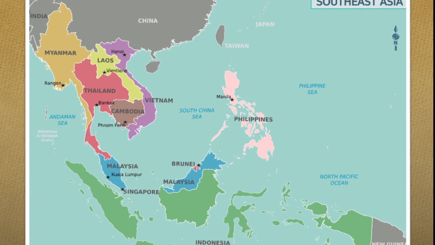So if I were to ask you a question, what are the countries that share border with Myanmar? Okay, so the answer would be China, India, Bangladesh, Thailand, and Laos. All right? It does not have any land border with Vietnam. Okay, so that is the location. So it's in the northwestern part of Southeast Asia.